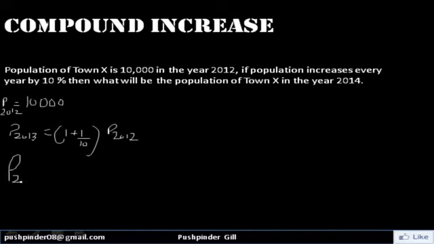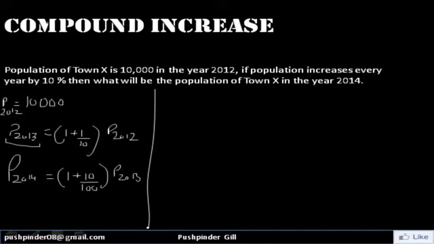Similarly, if I want to calculate the population of 2014, again this value will increase by 10% and I get my answer to be 1 plus 10 by 100 into P of 2013, right? I just did some simple steps: every year the population increases by 10%. That means every year the population gets multiplied by this number over here, right? So instead of calculating every time that it gets increased by 10%, it should get multiplied by this number since the percentage is the same.